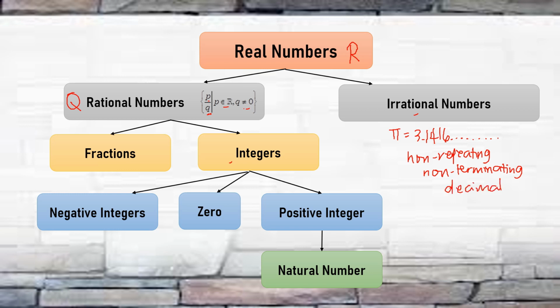Kapag ganito ang mga numero, it belongs to irrational numbers. Like what we discussed before, we have the E, the golden ratio, and so on. So, this belongs to irrational numbers, and it is represented as Q prime. Let's go back to rational numbers.